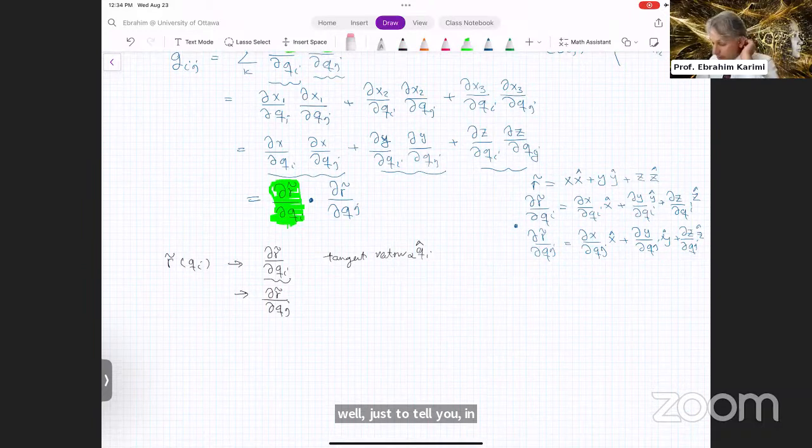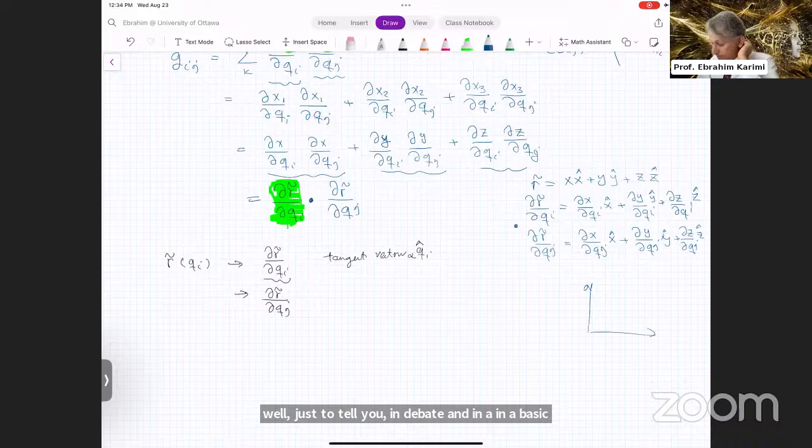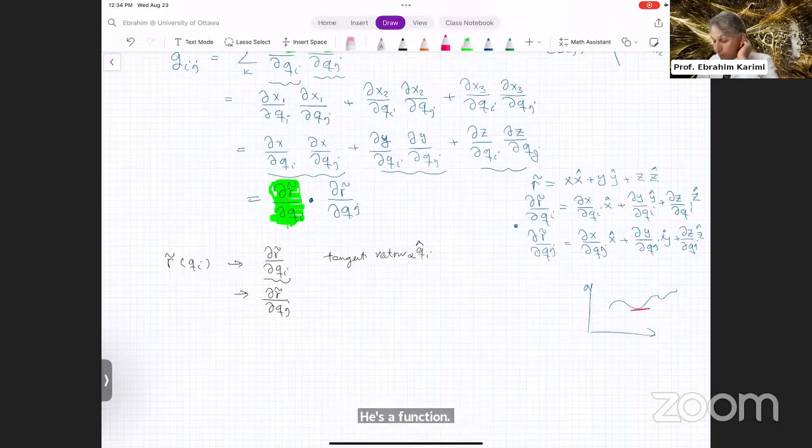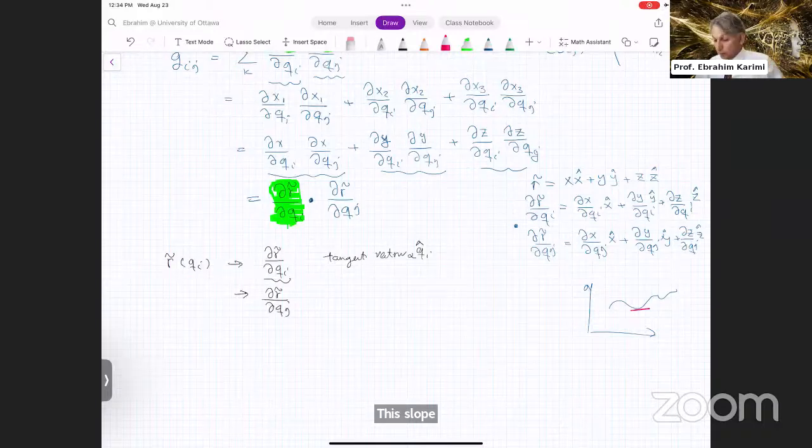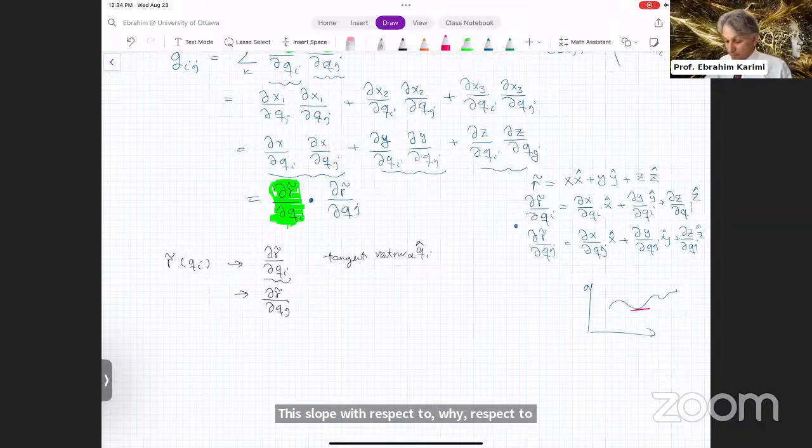Just to tell you, in a basic way, if you have a plot of a function, when you take a derivative, what do you mean? You will find out the slope, right? The slope of y with respect to x. And here is the same. You will find out the slope with respect to the change of the Qi, so it means that you will find out the tangent here. So you will find out the Qi vector.